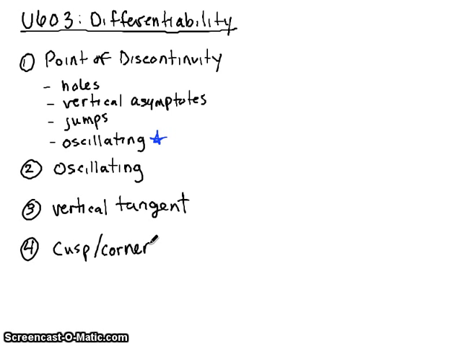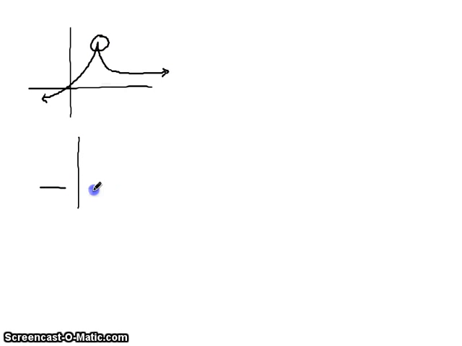What these things look like, as far as corners and cusps, are if you have a graph. We'll talk about a cusp first. Kind of comes to a point like a wave. This right here is going to be your cusp. And a corner works the same way, except you have just line segments. So right there would be your corner.